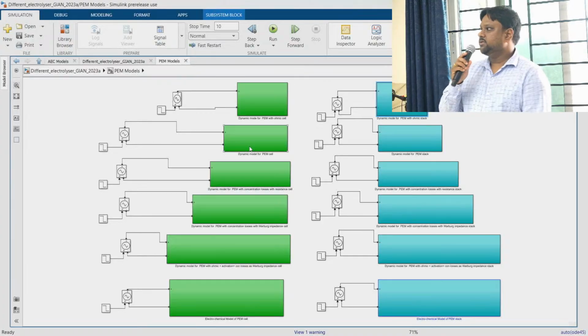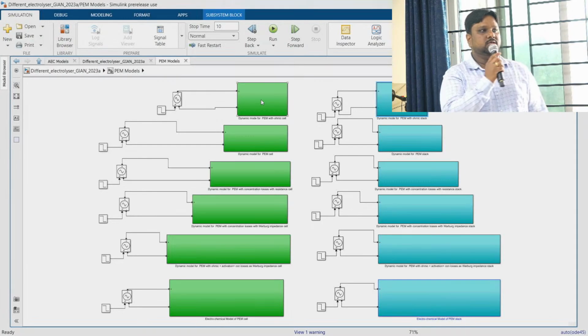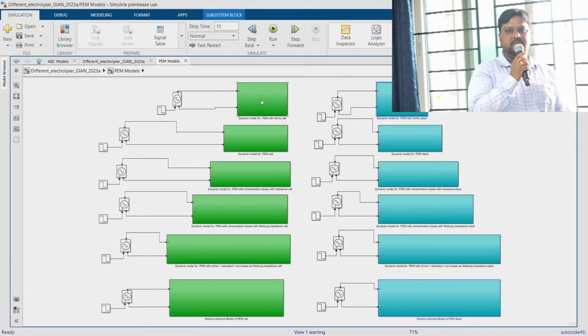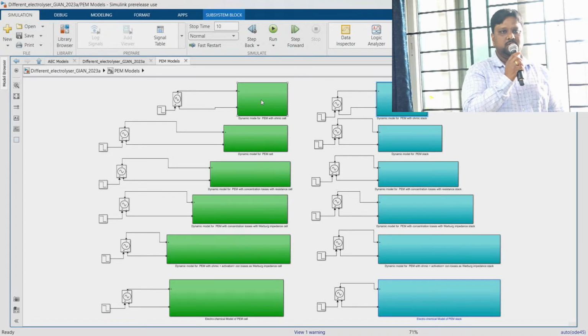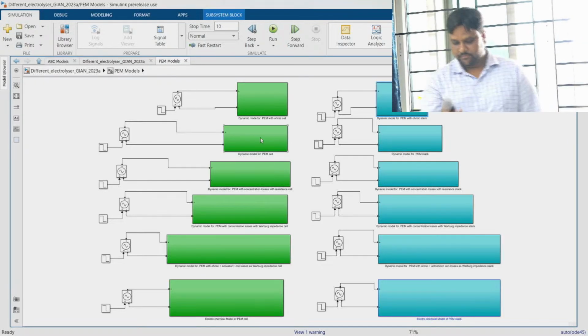So here we are just considering the series connection of the cells. So total voltage will be the number of cells into each cell voltage. That's how you need to change it to design a stack. Clear? Okay.